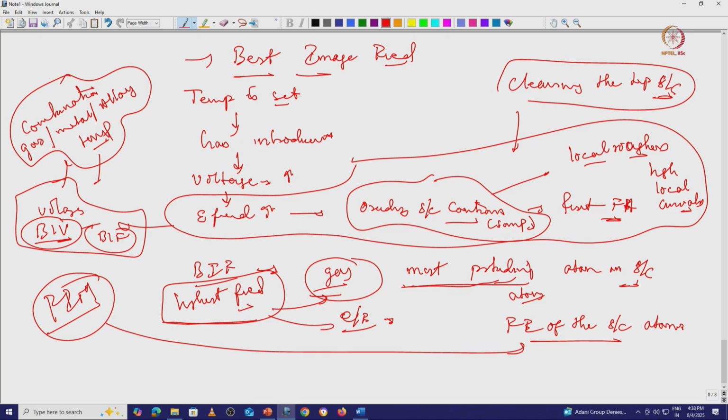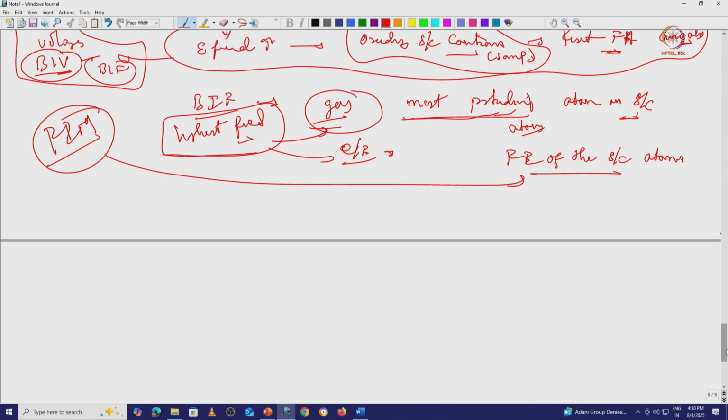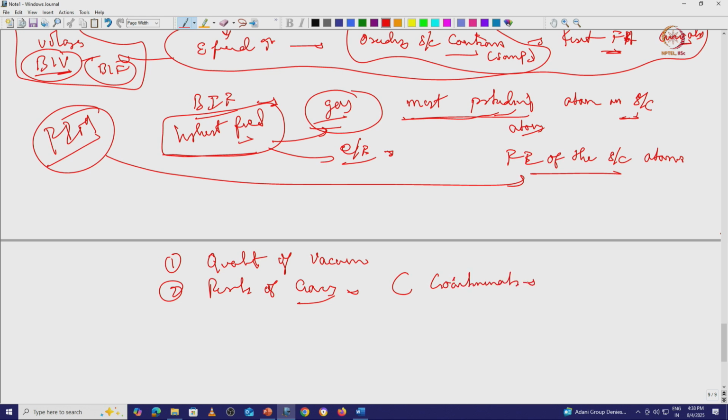There are other parameters which are very important other than these. One is the quality of vacuum, second is the purity of argon or purity of gases. Okay. So purity means if it contains contaminants, they have a different IF. Okay. And the third thing is the counter electrode.